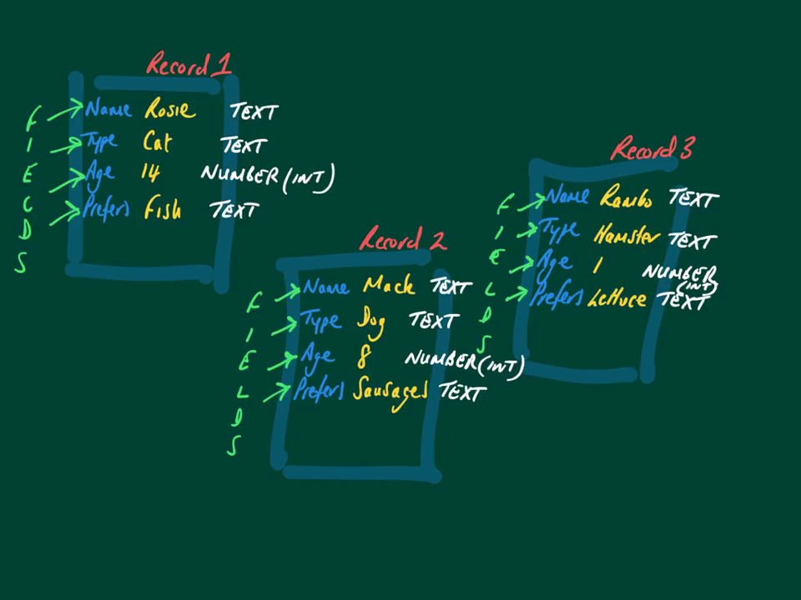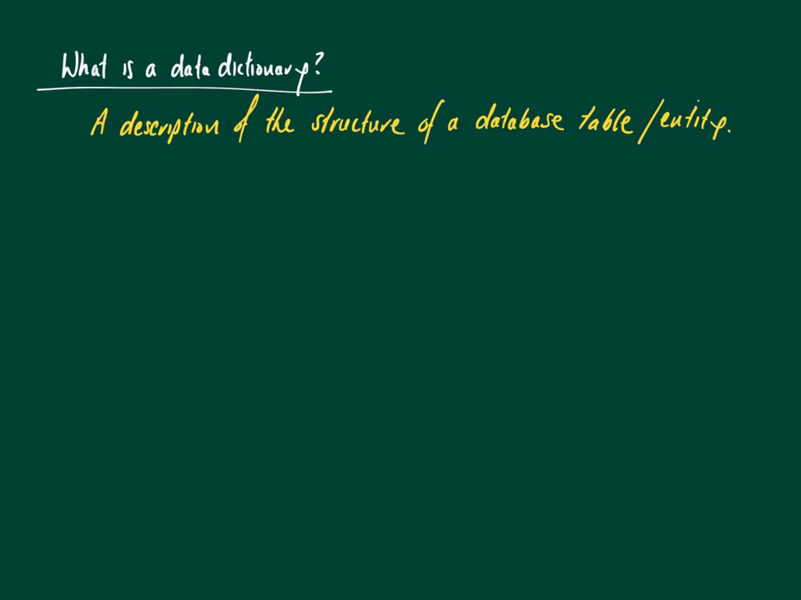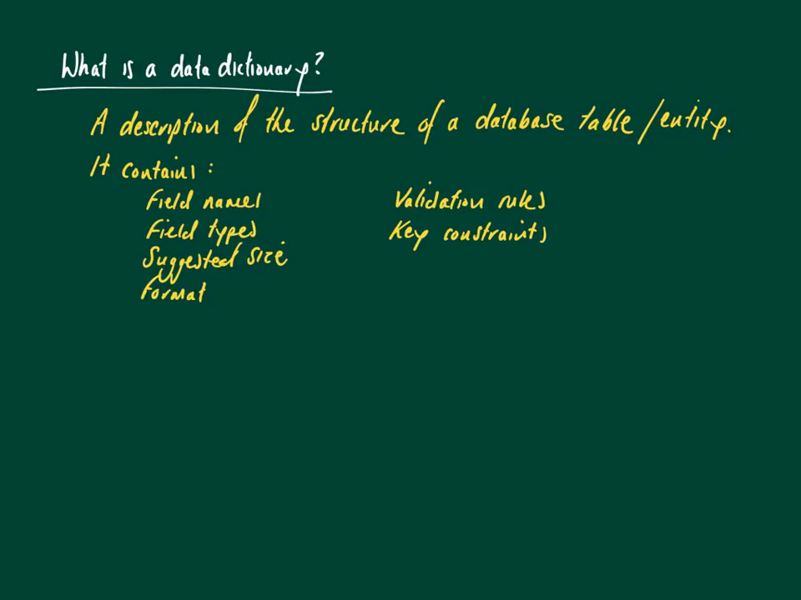On the next page, I'm going to show you how we would lay this out in a design for a database, which is also called a data dictionary. So what is a data dictionary? Well, simply put, it's the description of the structure of a database table or entity. And it contains things like the field names and data types, a suggested size for each field, the format if we want to force it to be in a fixed format, rules about validation of data that's entered into the database table, and key constraints, and we'll learn more about that later on in another lesson.